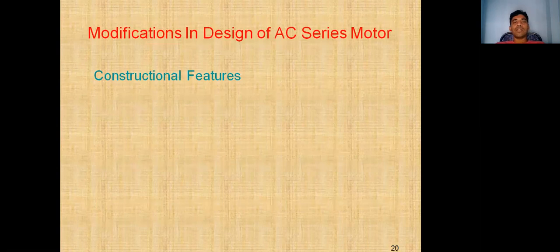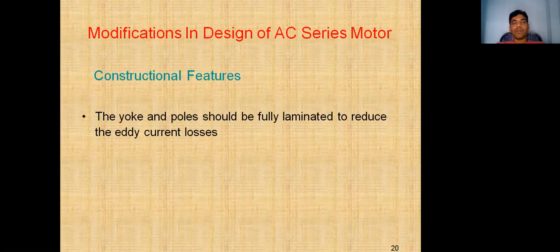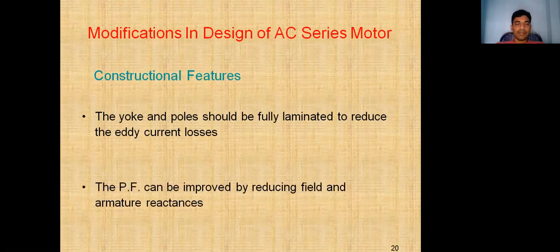So, modifications in the design of an AC series motor. The yoke and poles should be fully laminated to reduce the eddy current losses. Power factor can be improved by reducing field and armature reactance.